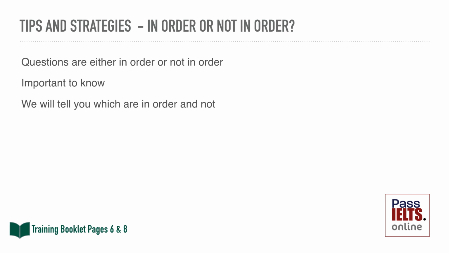Let's have a look at page 8 in your training booklet. You can see 2 examples of passages here. In the first, you can see that the answers are in order, so the answers are in the same order as the questions. You will find the answer to question 1 before you find the answer to question 2. And in the second example, they are not in order. So that means that the answer to question 1 might be at the end of the passage and the answer to question 5 at the beginning.